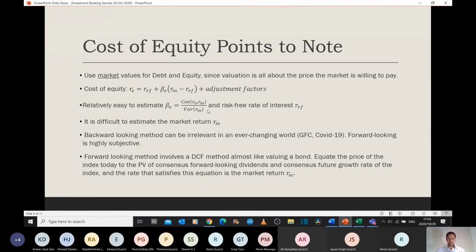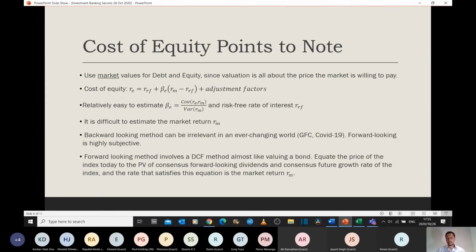The trick is, and this is the historical market return, okay, for this beta calculation. The trick is here, how do you calculate this market return in the formula here? You can do it backward looking. You can use the same data set you used for your beta, or the historical price movements of an index.